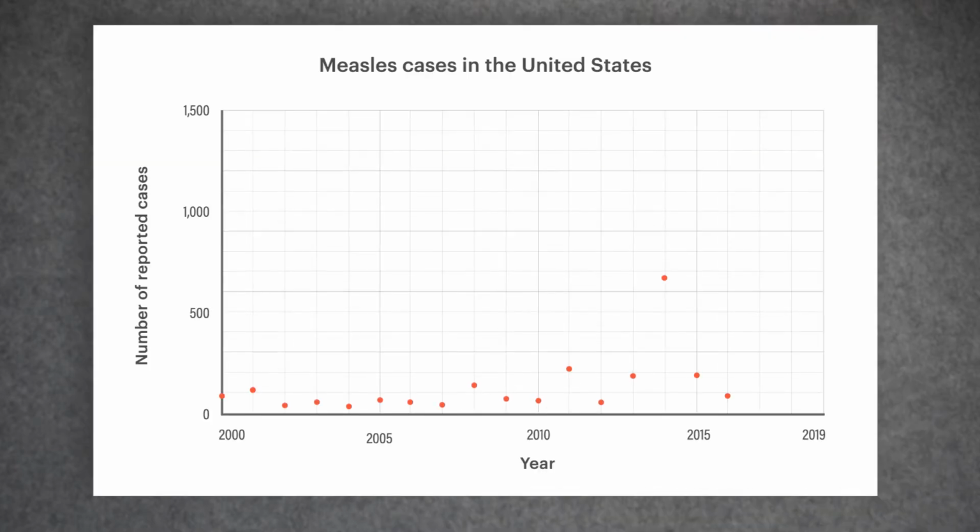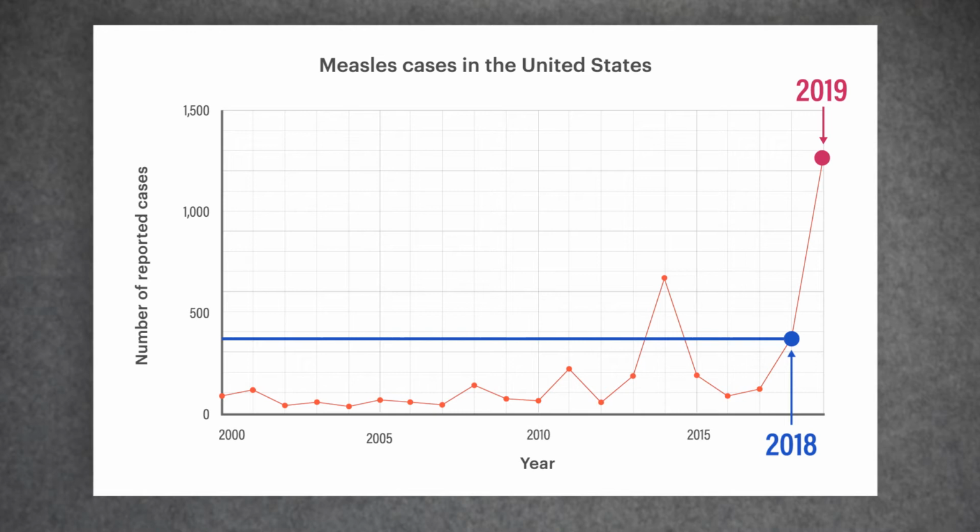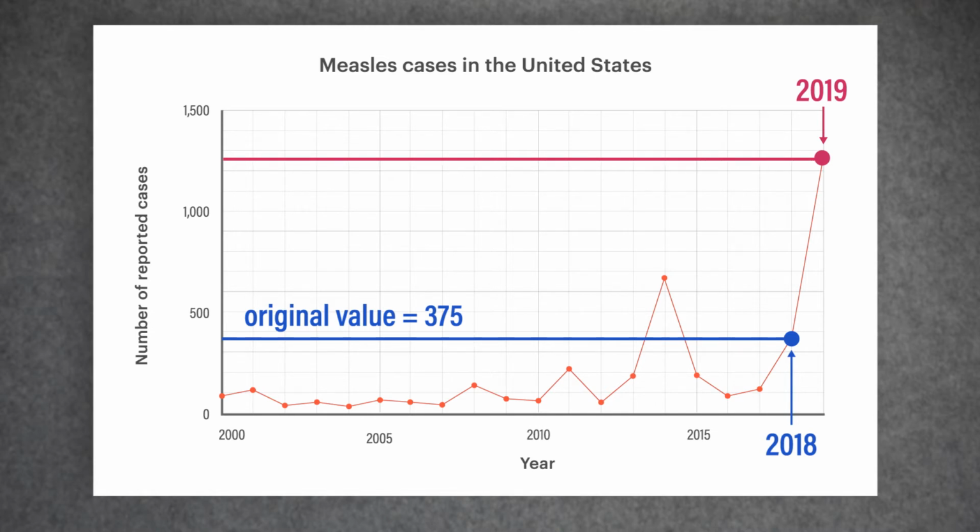First, we need to focus on just 2 points in the graph. In this case, we have a graph of measles cases in the US, and we want to compare 2019 to 2018. The number of cases in 2018 is the original value for the time period we're interested in. The number of cases in 2019 is the new value.